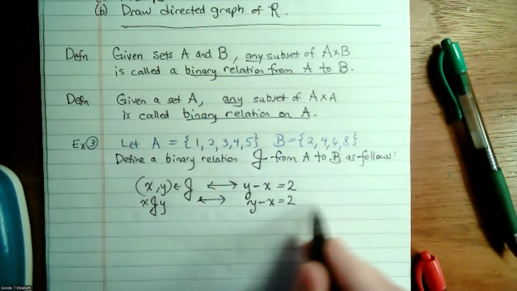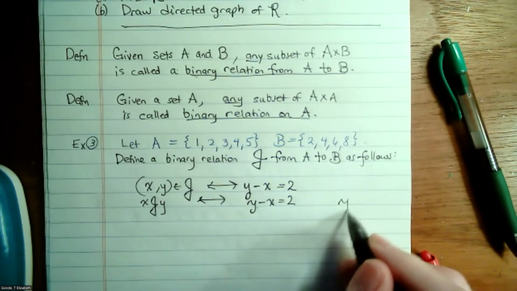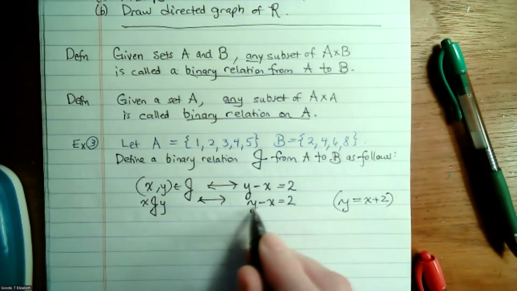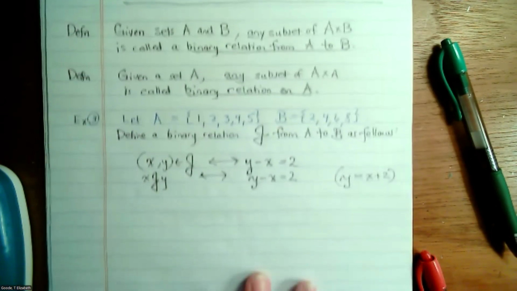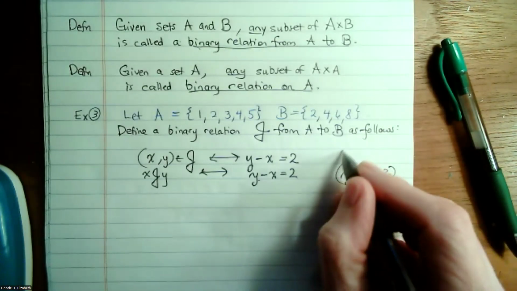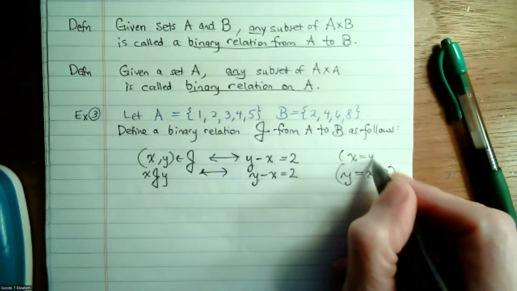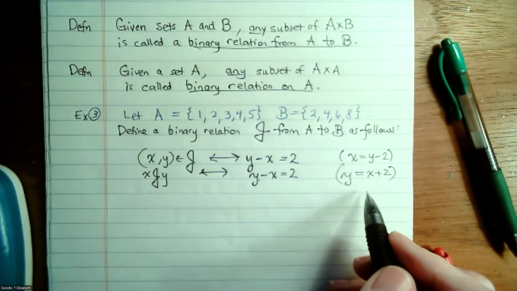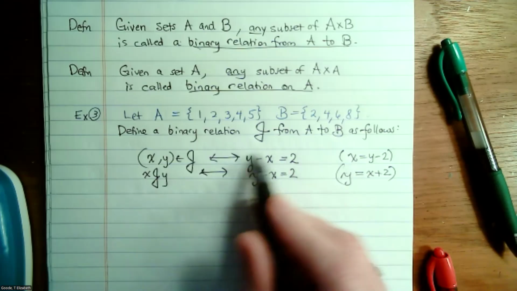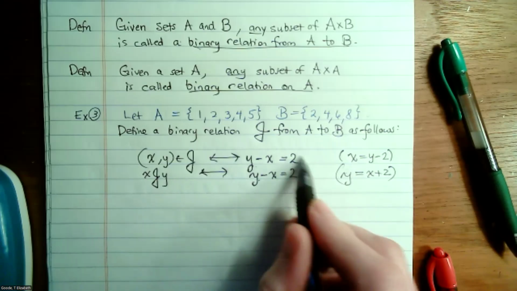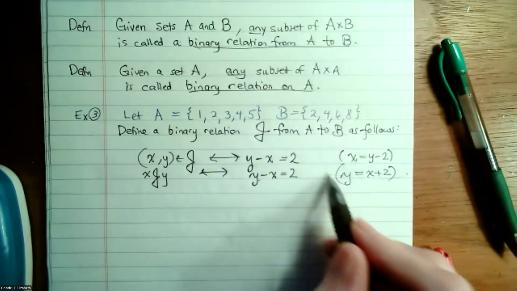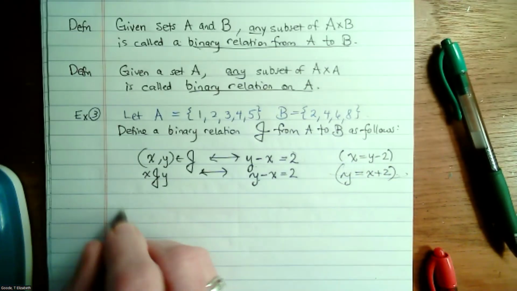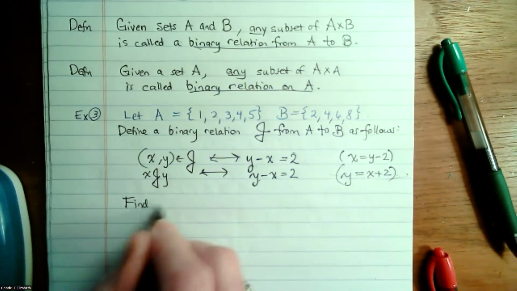And you could rewrite this equation. That means Y equals X plus 2, if you want to look at that a different way. Or, you could look at it as X equals Y minus 2, whatever helps you see that the relationship between X and Y has to satisfy this equation. And you can rewrite that equation in different ways to help you. But, we can find J.